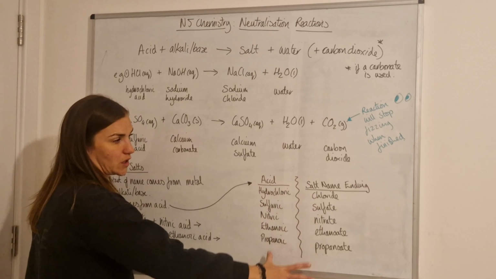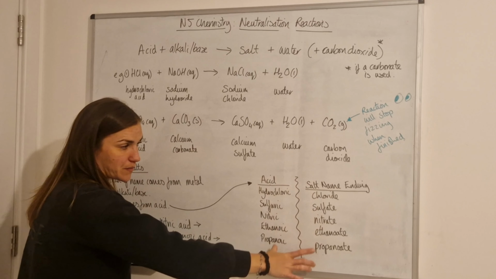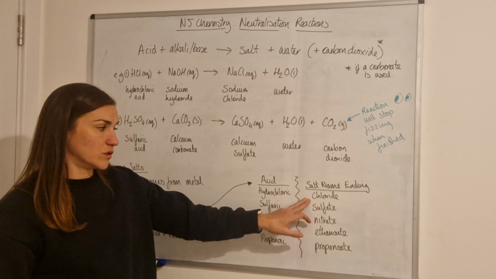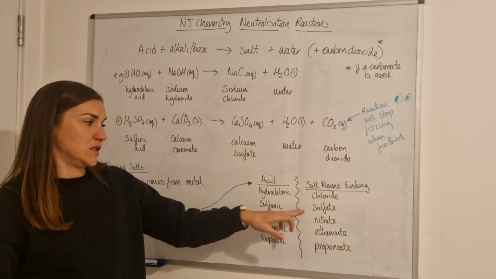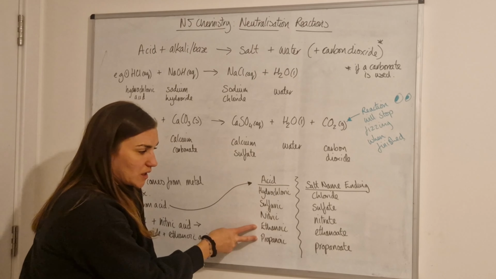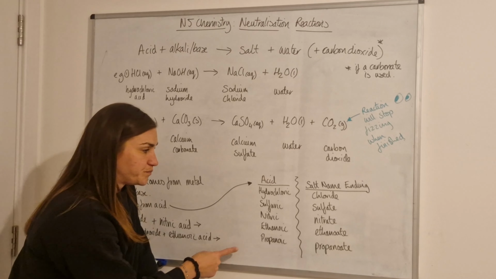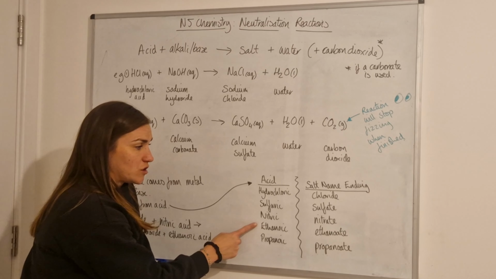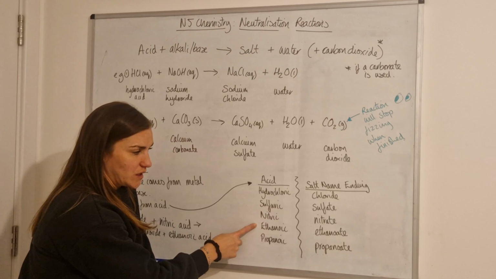This is just something that is worth remembering. If you've used hydrochloric acid, your salt will end in chloride. If you use sulfuric, it'll end in sulfate, and so on. The last two down here are for carboxylic acids that you'll learn about in Unit 2. You can be asked to name a salt made with those acids, so you just need to remember the pattern that it follows.